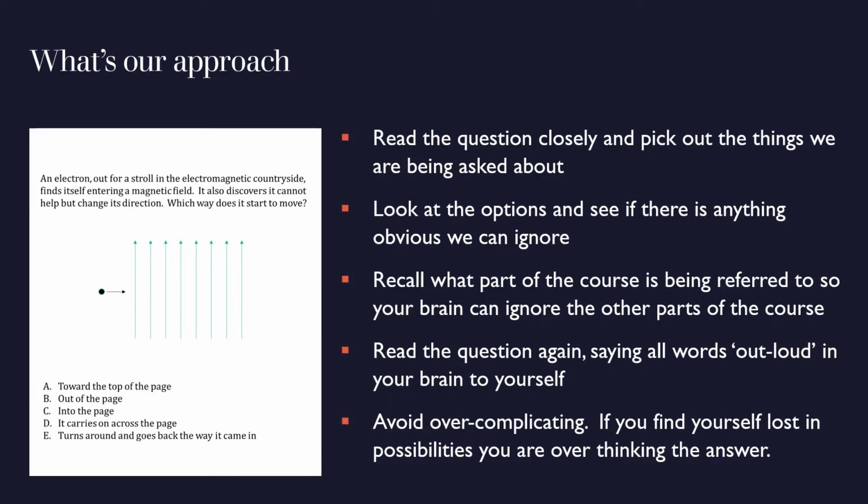So, standard procedure, we need to read the question closely and pick out the things we're being asked about. Here we can ignore the story, and we know we're looking for which way this electron moves when it crosses the magnetic field. Look at the question, see if there's anything obvious we can ignore. Well, I'm thinking E looks like we could obviously ignore it. Recall what part of the course is being referred to, read the question again in your head, and if it's overcomplicating, stop and start again.